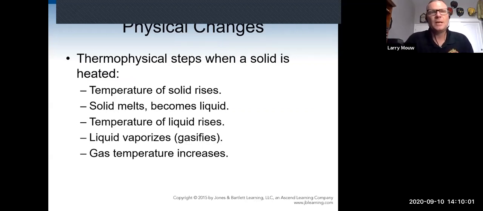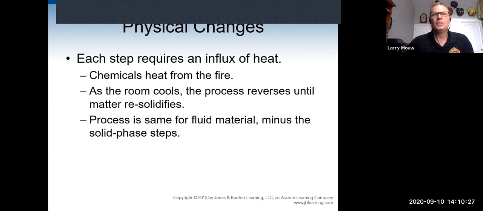Some of the thermophysical steps. So thermo being heat related, physical meaning those phase changes, those changes from a solid to a liquid to a gas. Thermophysical steps when a solid is heated: the temperature of the solid rises. The solid begins to melt and becomes a liquid. The temperature of the liquid rises. The liquid vaporizes or gasifies, and then the gas temperature continues to increase. Each step requires an influx of heat. So there may be chemicals that release heat from the fire. As the room cools, the process reverses until matter resolidifies.